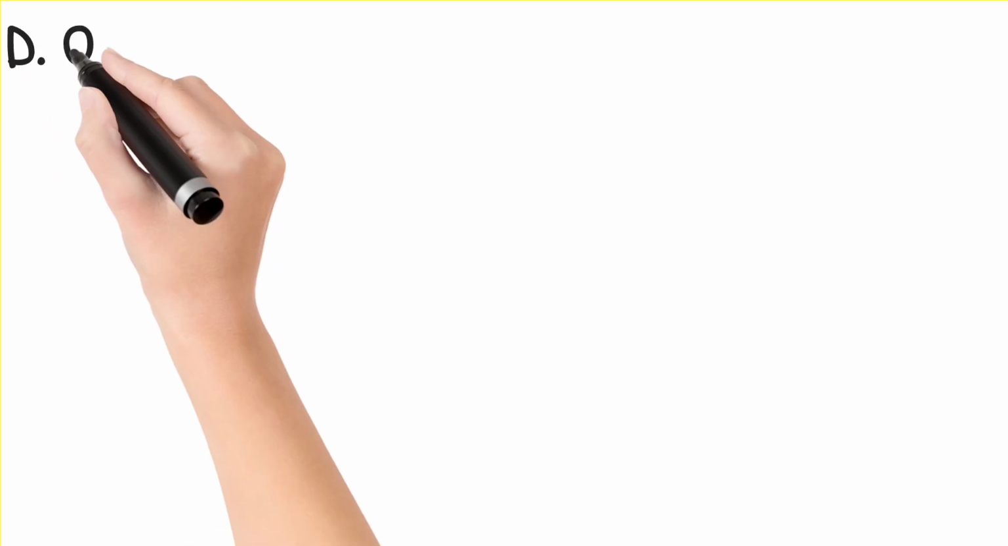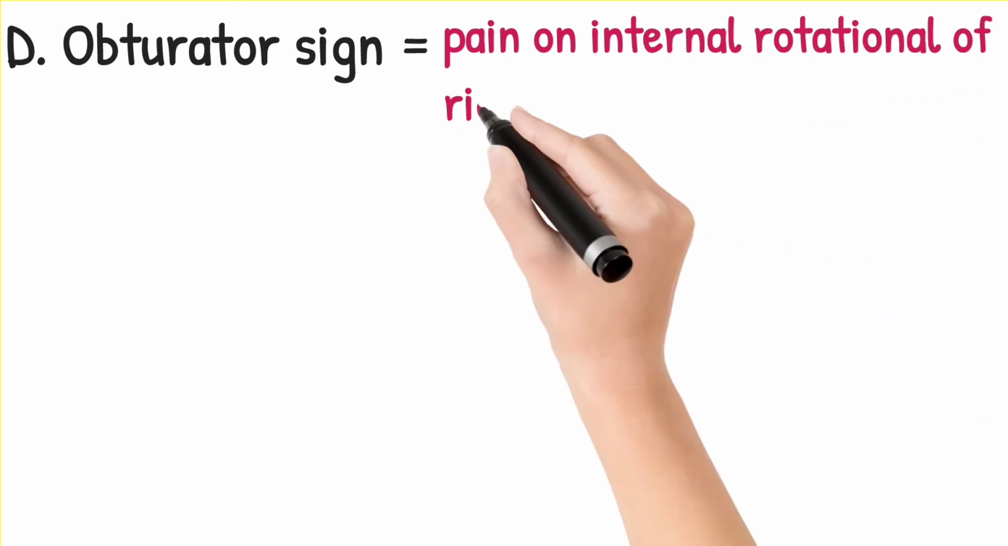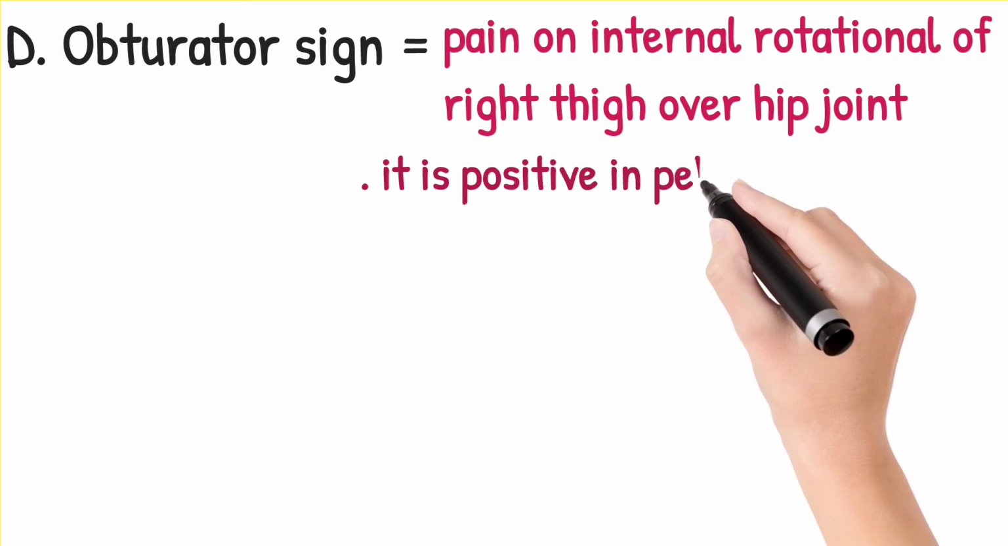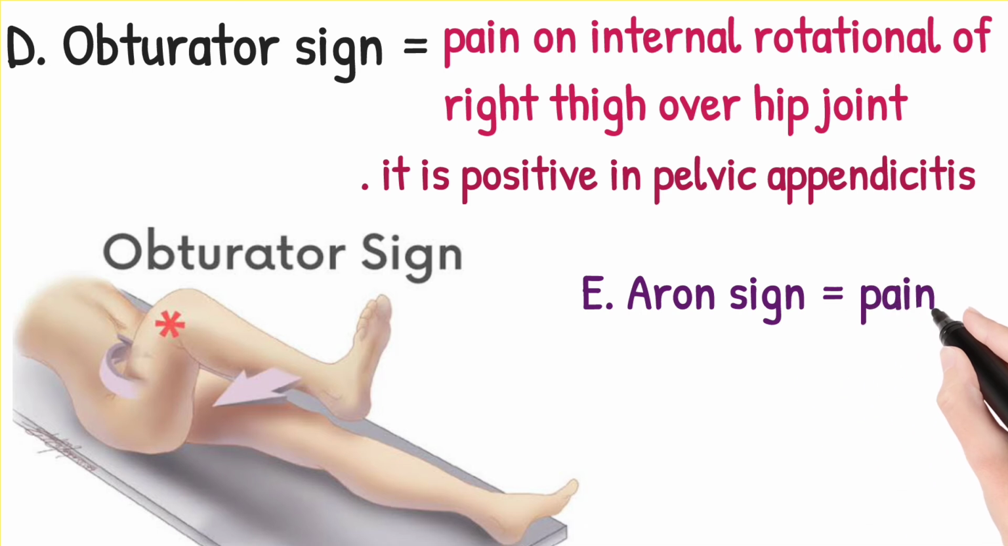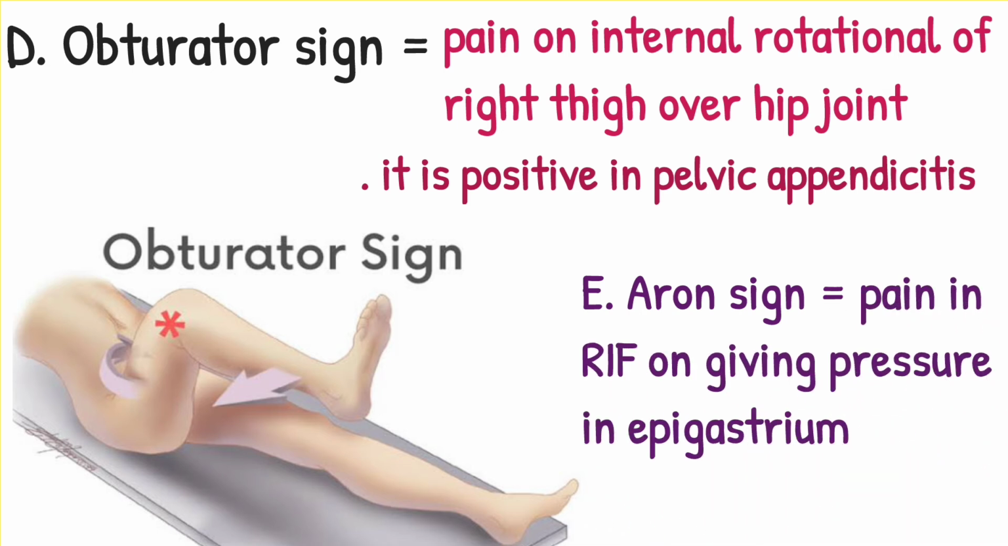Other signs are obturator sign. Pain on internal rotation of right thigh at hip joint. It is positive in pelvic appendicitis. Aaron sign is pain in right iliac fossa on giving pressure in epigastrium.